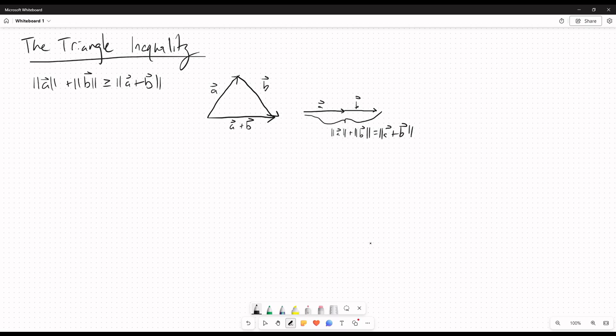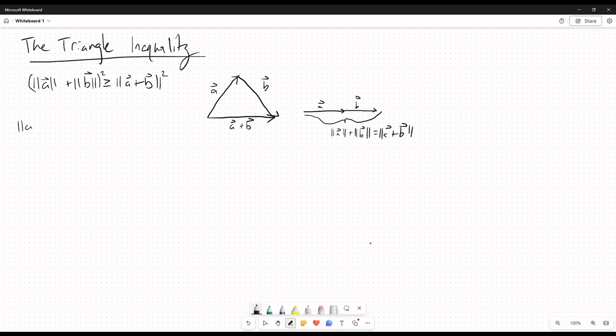Now, when we get to dimensions like 4 or 5 or higher, we can't necessarily rely on pictures to help us. So let's show that this is true, and we're going to do that using the dot product. So let's actually square both of these sides. Because these are all positive numbers, we can square it without really changing anything. So what happens when we square? We're going to start with the norm of a plus b squared and show that it's less than or equal to the norm of a plus the norm of b, squared. So here's what we'll do.